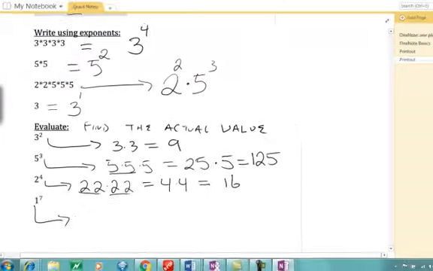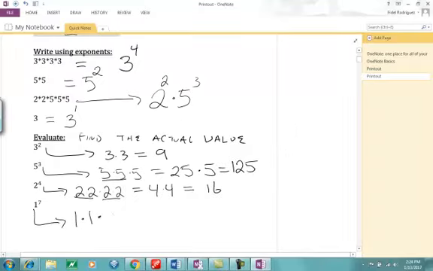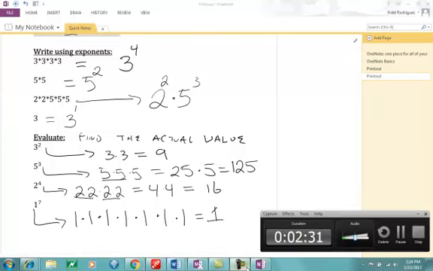Finally, 1 to the 7th means I'm multiplying 1 times 1 times 1 times 1 times 1 times 1 times 1. Well, 1 times 1 is still 1, times 1 is still 1, times 1 is still 1. And so my answer here would just be 1.